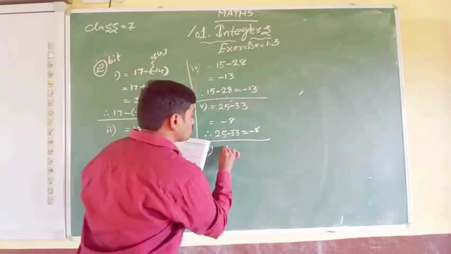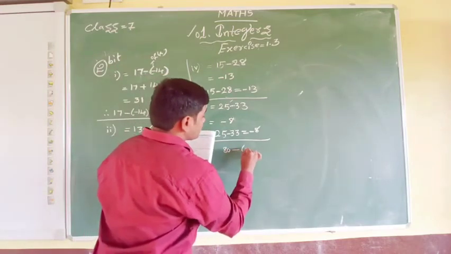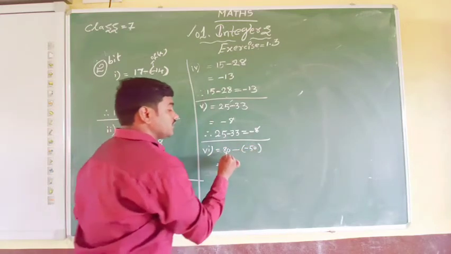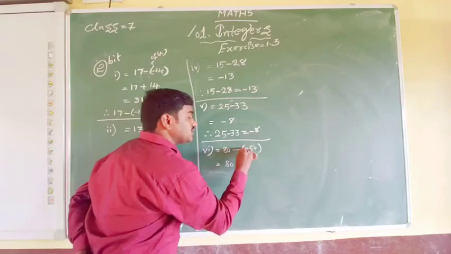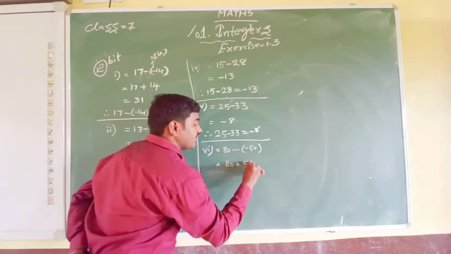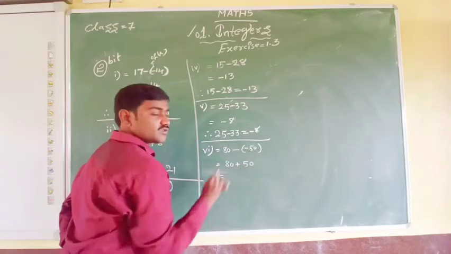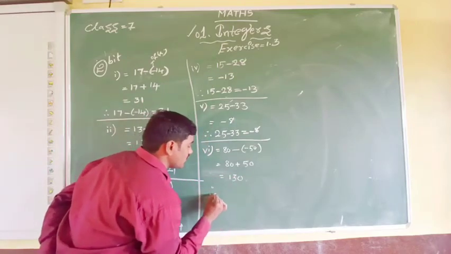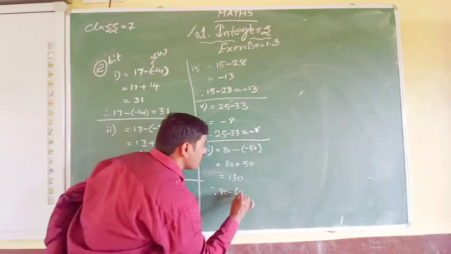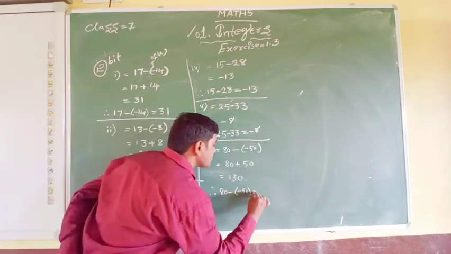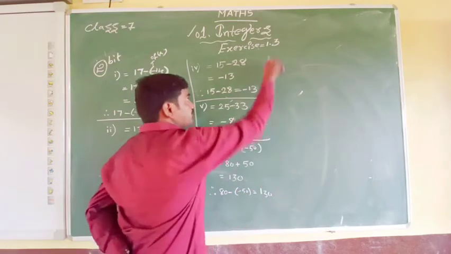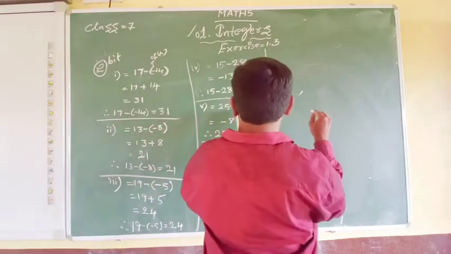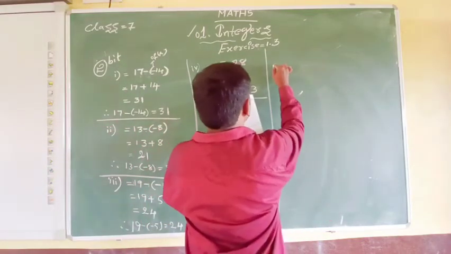I am going to solve all the questions to avoid confusion in your minds. So here 80 minus into minus is again plus 50. 80 plus 50 is what? 80 plus 50 will give us 130. Therefore 80 minus of minus 50 is equal to plus 130. Okay, then we go for the seventh one here.